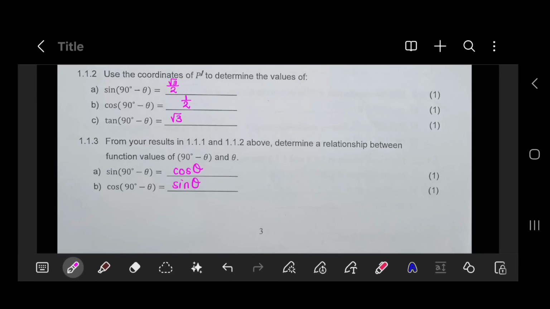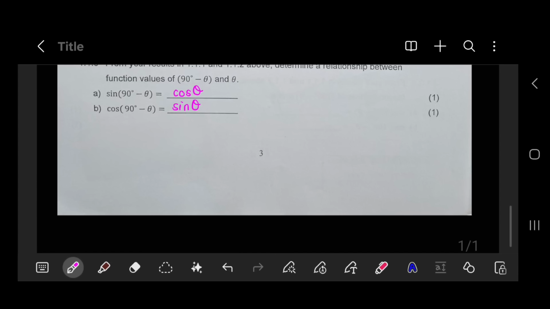Now, you guys would know, if you have already started the section, that this is true. Sine 90 minus theta is equal to cos theta, and cos 90 minus theta is equal to sine theta. Those actually come from our reduction formula. So that is something that is part of your syllabus for trig this year. So you can expect to learn that.